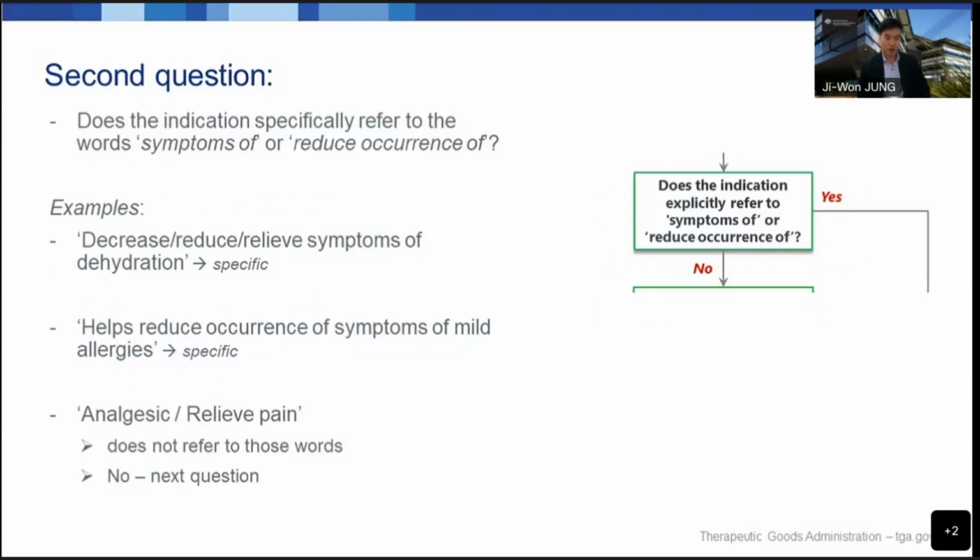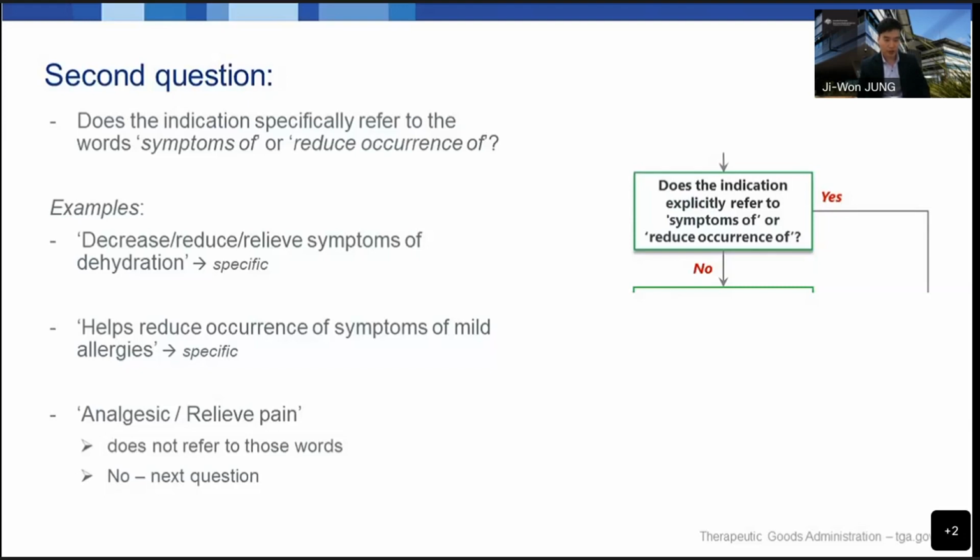So the second question is, does the indication explicitly refer to symptoms of or reduced occurrence of? And this is a much simpler question. The example we have here is decrease, reduce, relieve symptoms of dehydration. Does this indication have the words in there? The answer is yes, it has the words symptoms of. Therefore, this will be classified as a specific indication because when you go out to the right-hand side of this box, this goes straight into the specific box.